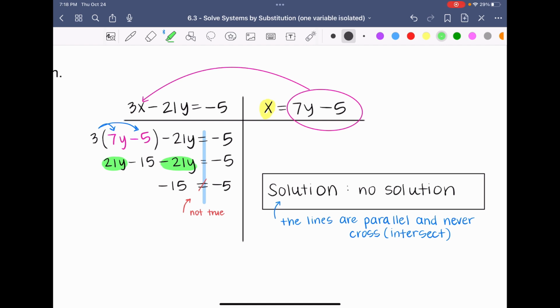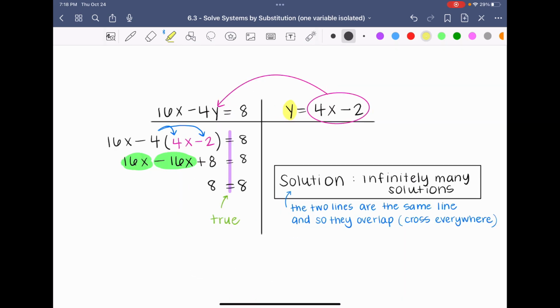When this happens, it means no solution. But because we're solving systems, we want to remember that since we're trying to find the point where the two lines cross, what no solution actually means is that those lines are parallel. The lines never cross each other, they never intersect. If we graphed this, we would see that the two lines were parallel to one another, and we could confirm by graphing that it's no solution. So substitution is letting us see that without actually having to graph the lines.